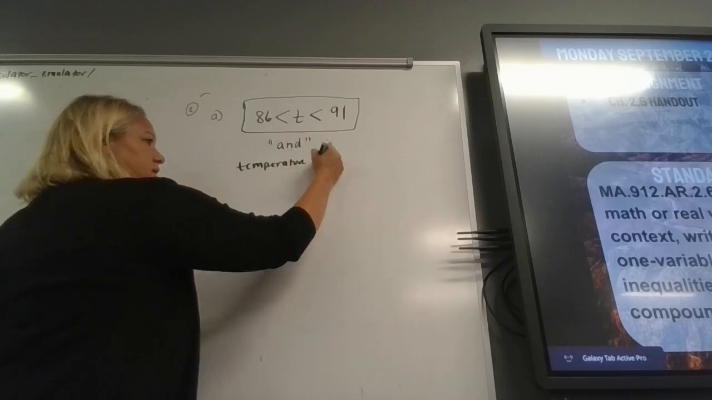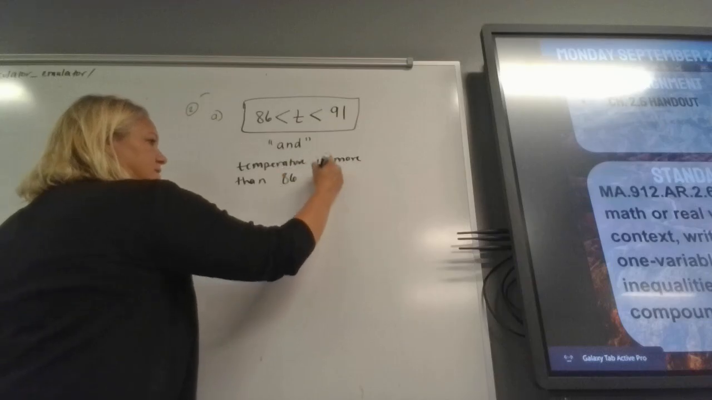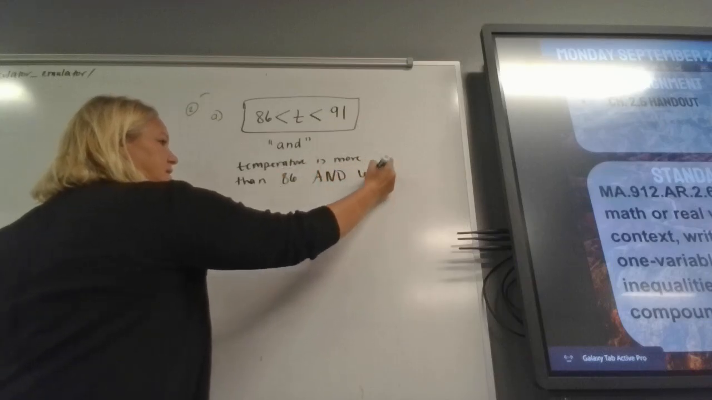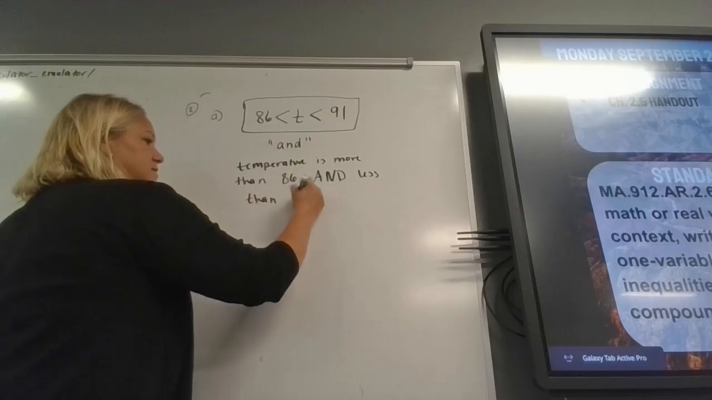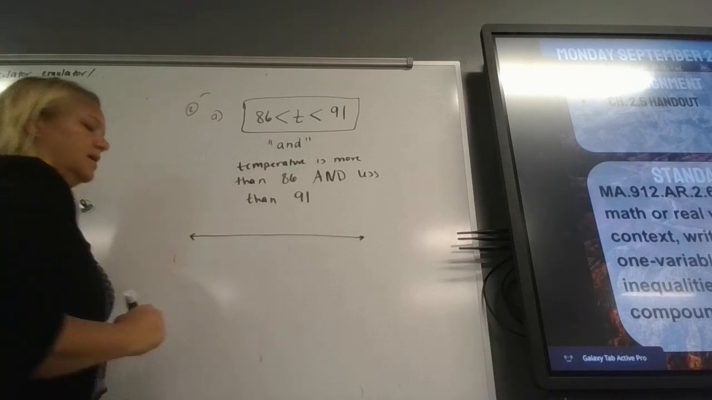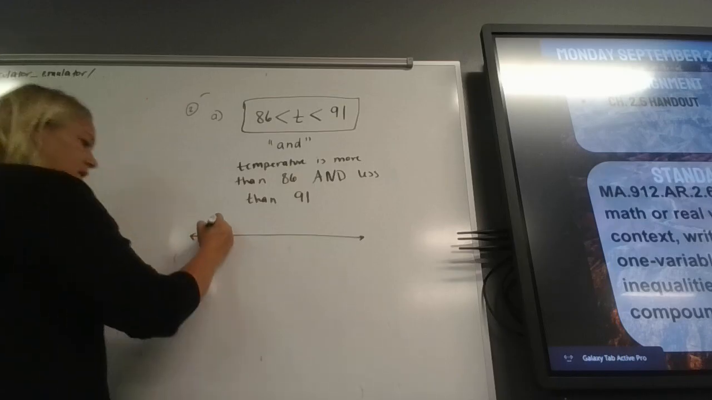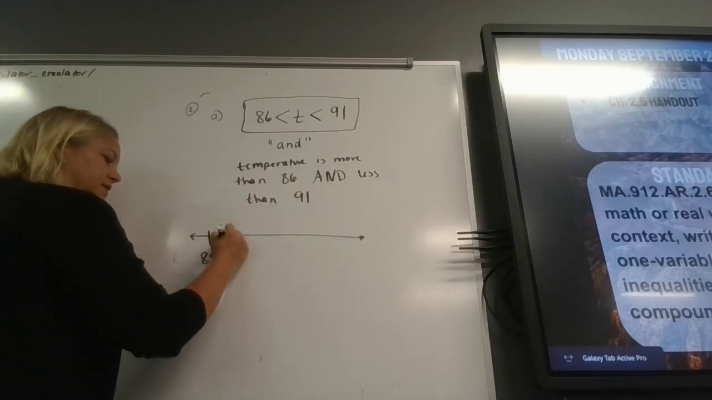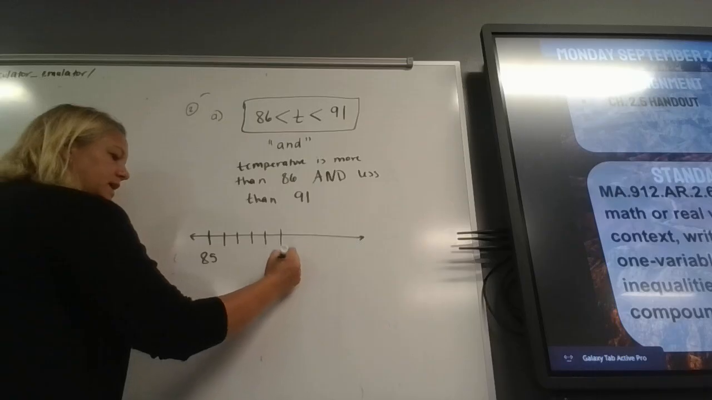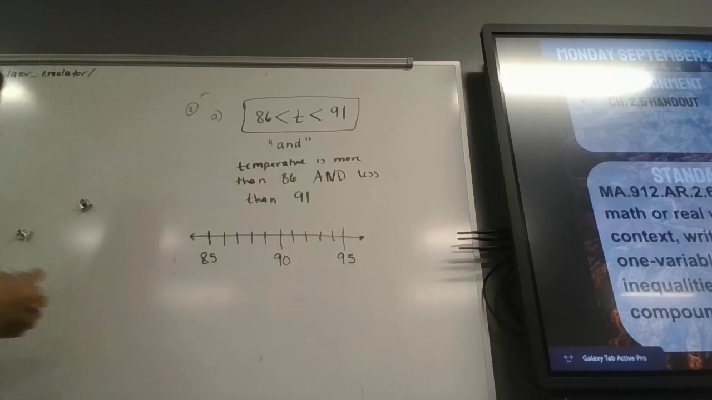So there's two criteria. More than 86 and less than 91. And then to represent this on a number line, I don't want to start at 0 because I don't want to go from 0 to 86. So maybe I'll just start right here at 85. Here's 90, 95. So when I put it on a number line, I'm going to do a dot, a line in the middle, and a dot.